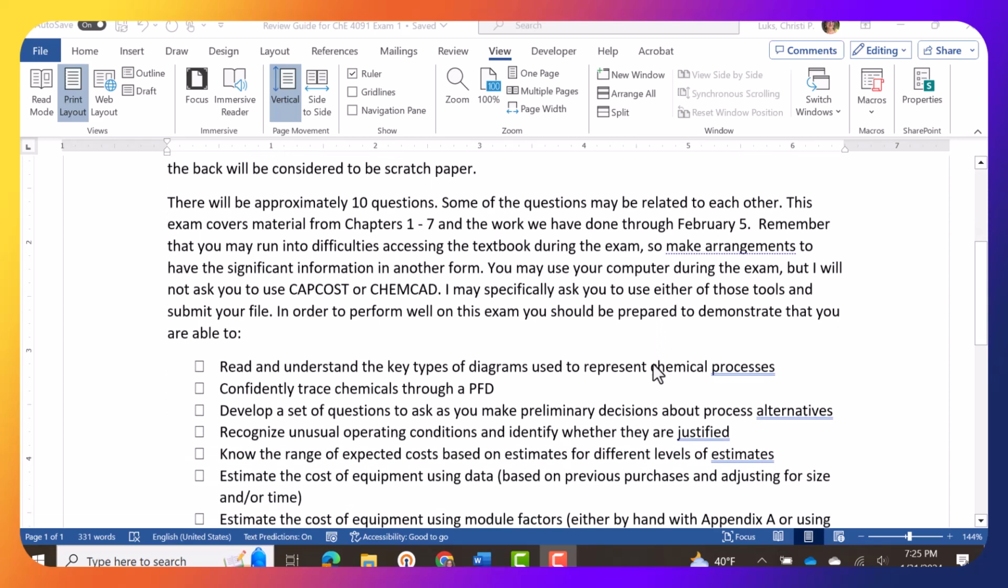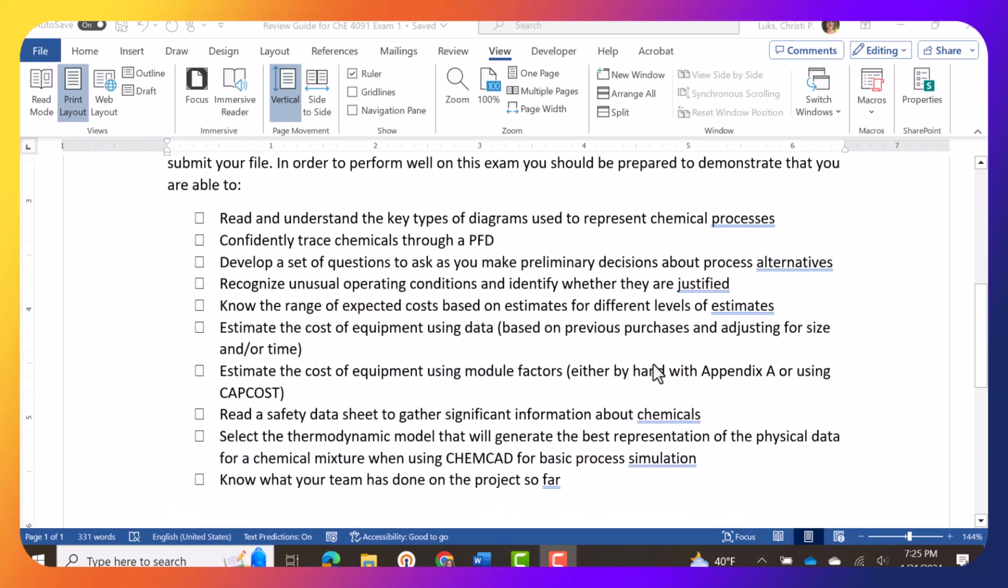So the things that you need to know how to do: reading and understanding those key types of diagrams that we've been talking about that represent our chemical processes, and of course being able to trace chemicals through those. Do an overall material balance, just those general things that we did that first week. You also need to, and I think this was chapter 5 in our book, maybe it was 6, develop a set of questions to ask as you make preliminary decisions about process alternatives, and recognize when you have unusual operating conditions and identify whether or not they're justified.